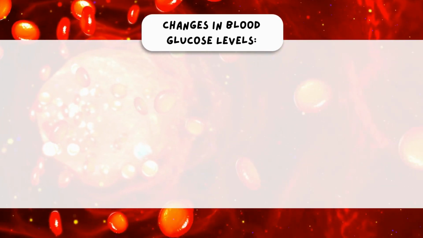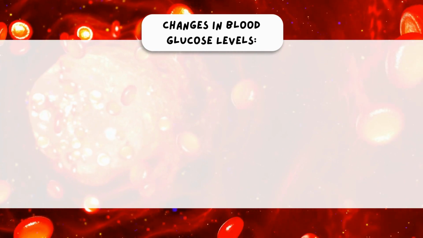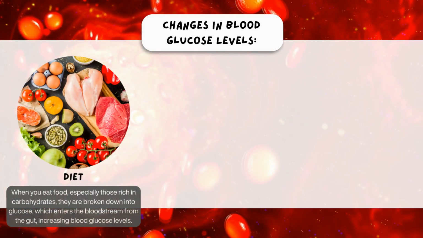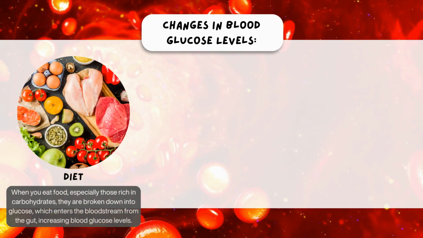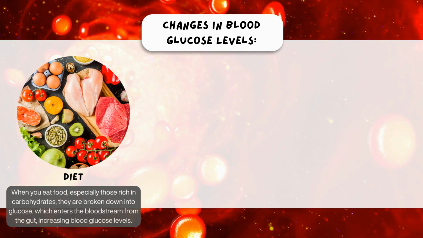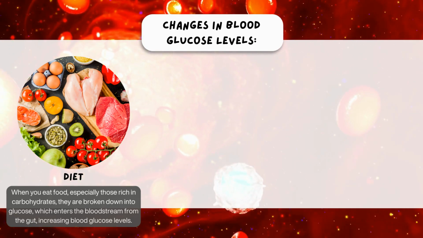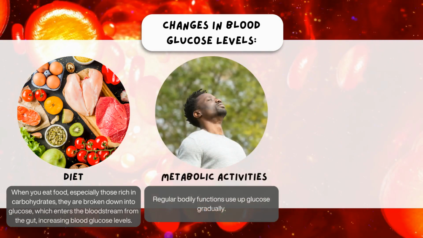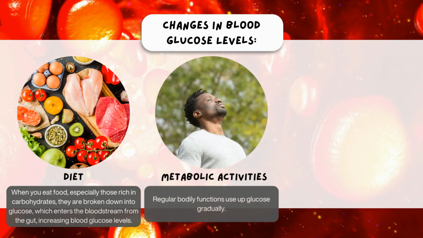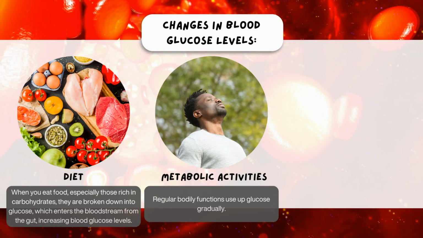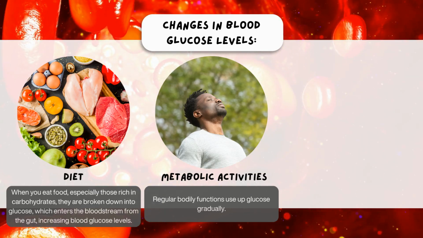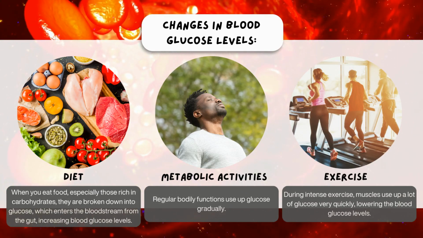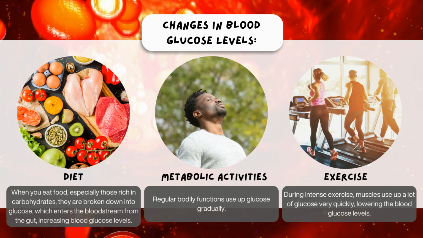Blood glucose concentration can vary significantly based on various factors. One such factor is your diet. When you eat foods, especially those rich in carbohydrates, they are broken down into glucose, which enters the bloodstream from the gut, increasing blood glucose levels. Metabolic activities also affect blood glucose concentration, as regular bodily functions use up glucose gradually. A third factor is exercise. During intense exercise, muscles use up a lot of glucose very quickly, lowering the blood glucose levels.